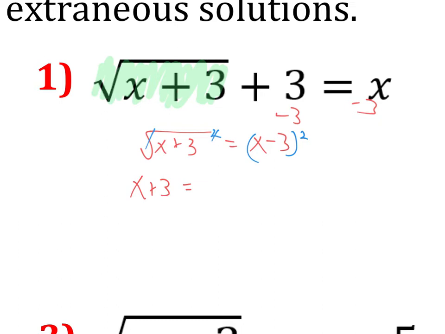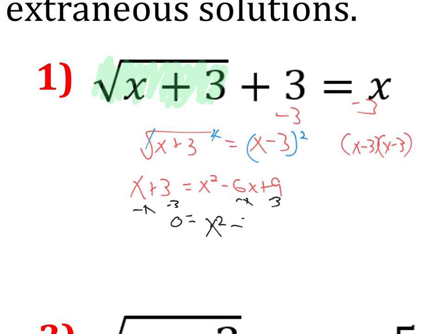Over on the right-hand side, if I were to think of this as x minus 3 times another x minus 3 and FOIL that out, distribute that out, we would get x squared minus 6x plus 9. Well, now as soon as I'm trapped with an x squared, my goal is to get everything over to one side, so maybe I can factor or use the quadratic formula. So I'm going to set everything equal to 0. That means the x is going to have to get subtracted over, and the 3 will get subtracted over as well. So I'll have 0 equals x squared minus 7x plus 6.